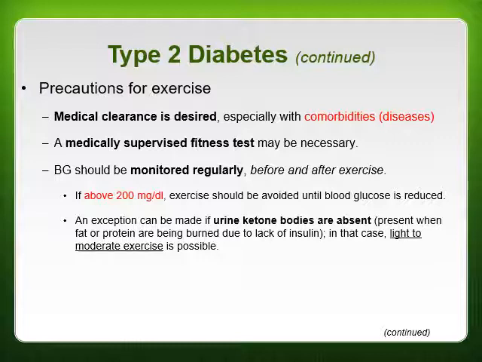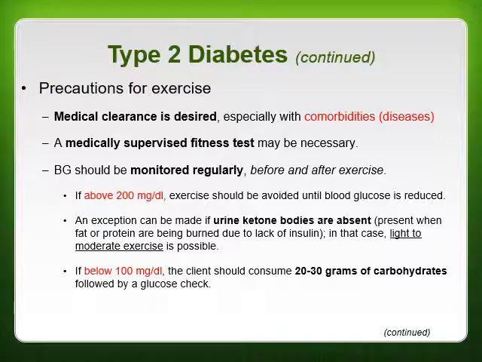Now, an exception can be made if urine ketone bodies are absent. So if they actually get a measurement or reading on their ketones, and these show up when fat or protein are being burned due to lack of insulin. Ketones are a byproduct of that process of burning fat. In that case, light to moderate exercise is possible. So if there's not a lot of ketones in their urine, they can still work at that 200 milligrams per deciliter level. But remember, folks, instead of memorizing this, chances are a doctor's note will tell you more about it, and they're going to need that clearance anyway.